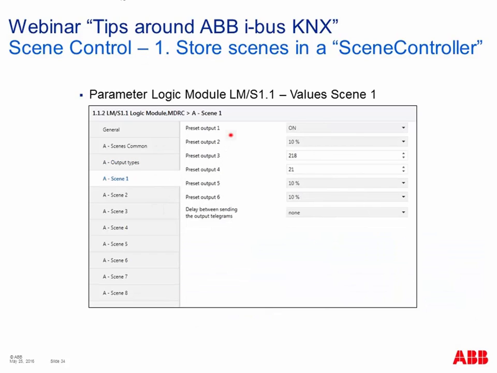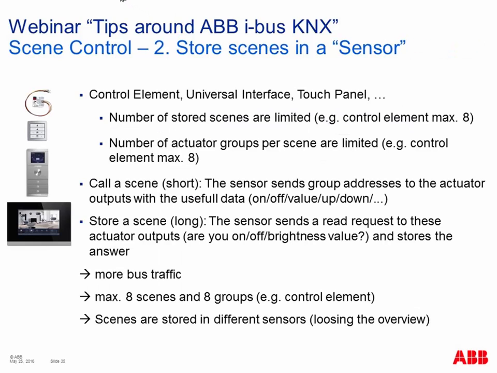Per scene here we define the values which will be sent to the KNX bus. For example, when we call scene number 1, the KNX actuator group number 1 sends the value on, number 2 10%, for example, here the 1 byte value 280, here for example 21 degrees, and here 10%, and so on. So per scene we can set these default values.